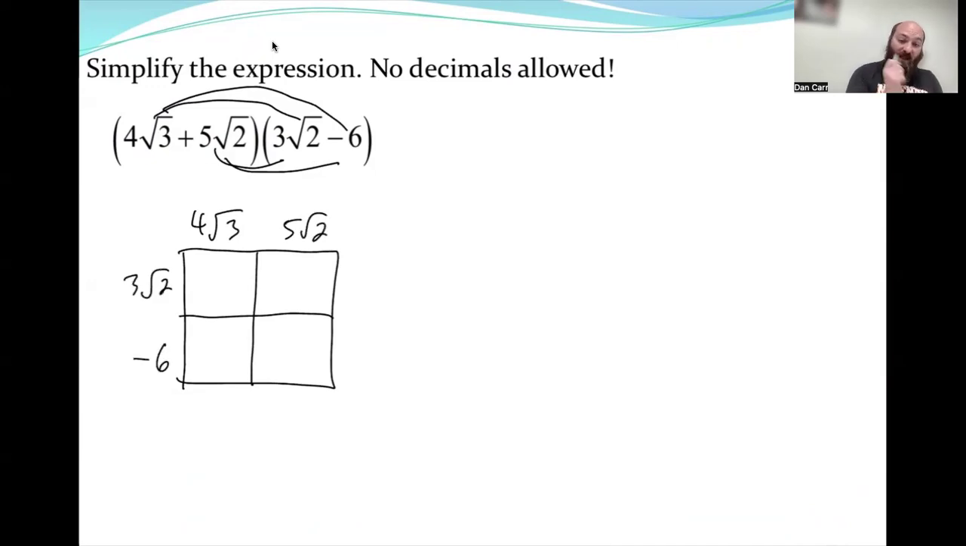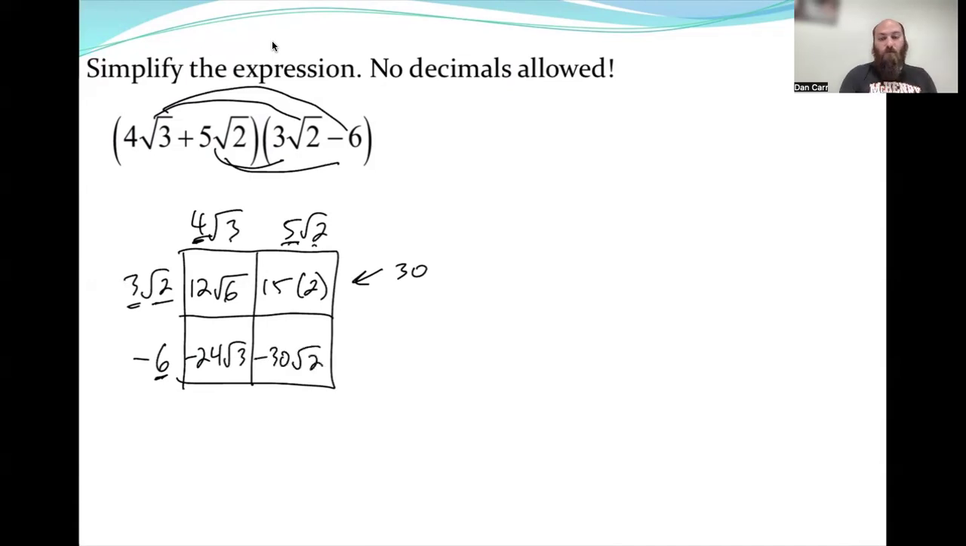So when I multiply these, I've got 4 times 3 is 12, and then root 3 times root 2 is going to give me root 6. 5 times 3 is 15. Root 2 times root 2 is going to give me 2 here. Okay, so this box right here will actually become 30 when I multiply it out. 4 times a negative 6 is a negative 24. Radical 3 stays the same. Then negative 6 times 5 is a negative 30.